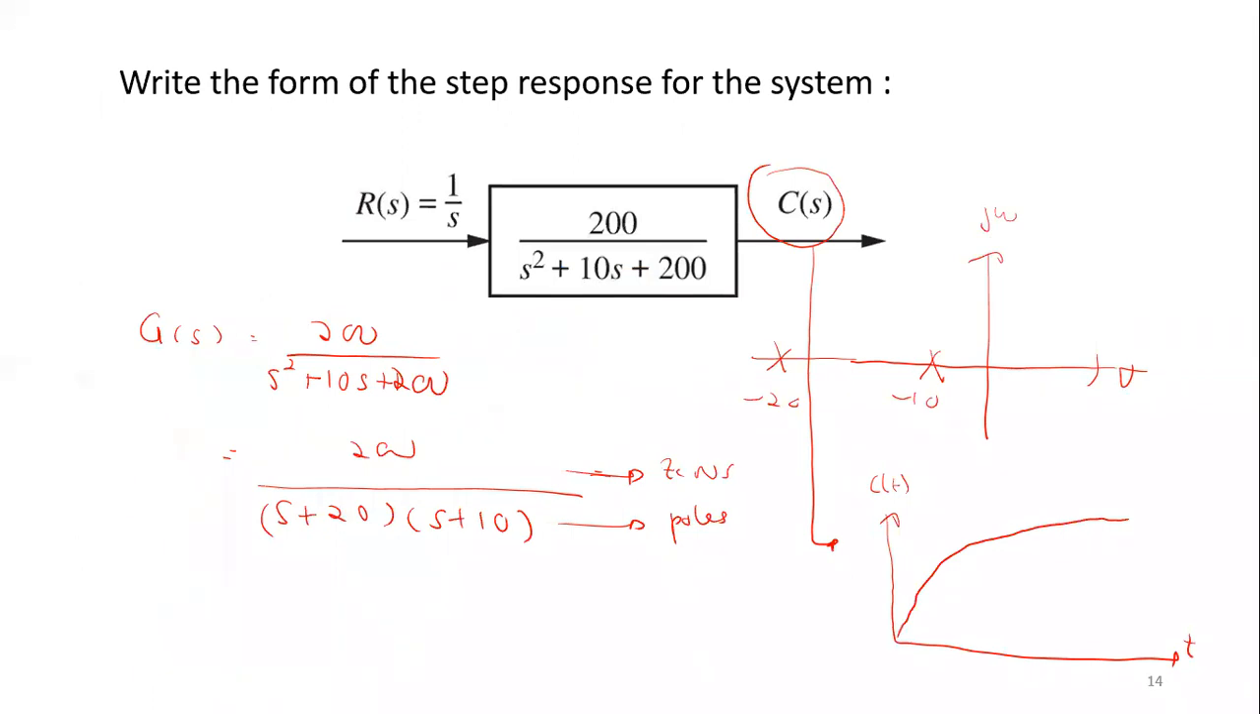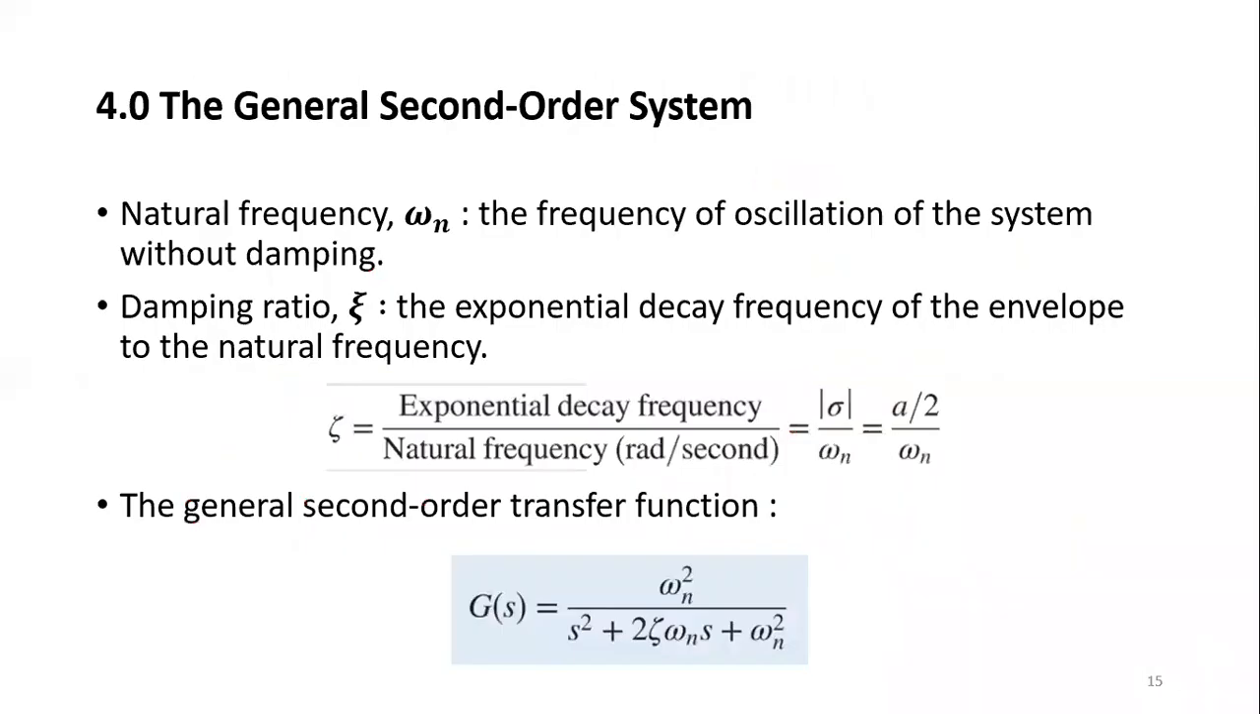Okay, so let's move to what you need to know about this underdamped system. For the general second order system, there are two parameters that you need to take care of, right? The first one is the natural frequency, and the second one is the damping ratio. So what is natural frequency? Natural frequency is the frequency of oscillation of the system without damping, and damping ratio is the exponential decay frequency of the envelope relative to the natural frequency.